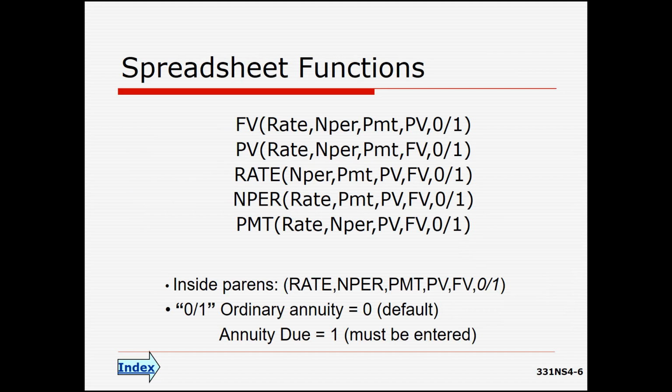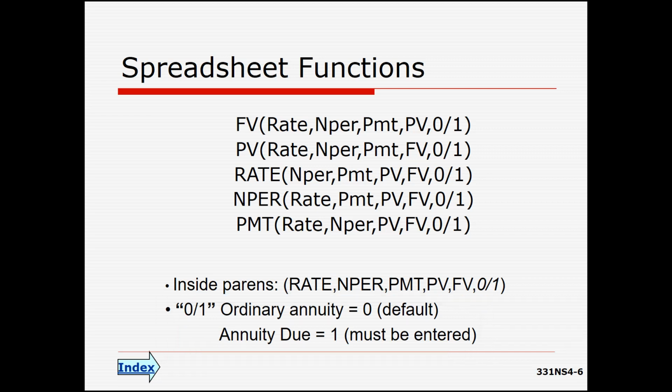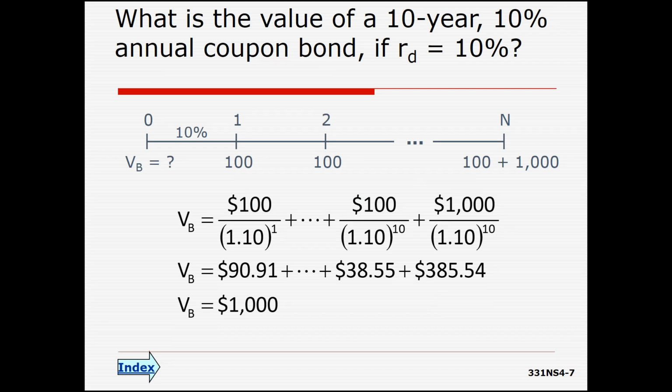In Excel, we can use the same TVM functions we covered in the TVM review. Note that the type is always 0 for a bond. They are ordinary annuals. Let's look at a simple example. What's the value of a 10-year bond with a 10% annual coupon rate paying interest annually when the required return is 10%? Note that when the coupon rate equals the yield to maturity, the bond sells for its par value. This is always true at any time during the life of a bond.